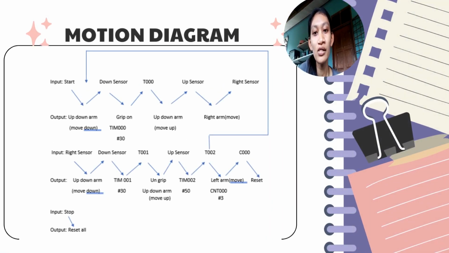I will explain about the motion diagram. First, when we press the start button, the up down arm will move down. After that, down sensor will active. After the down sensor active, grip will on, and the timer 000 will active for 3 seconds. After that, up down arm will move up, and up sensor will active.